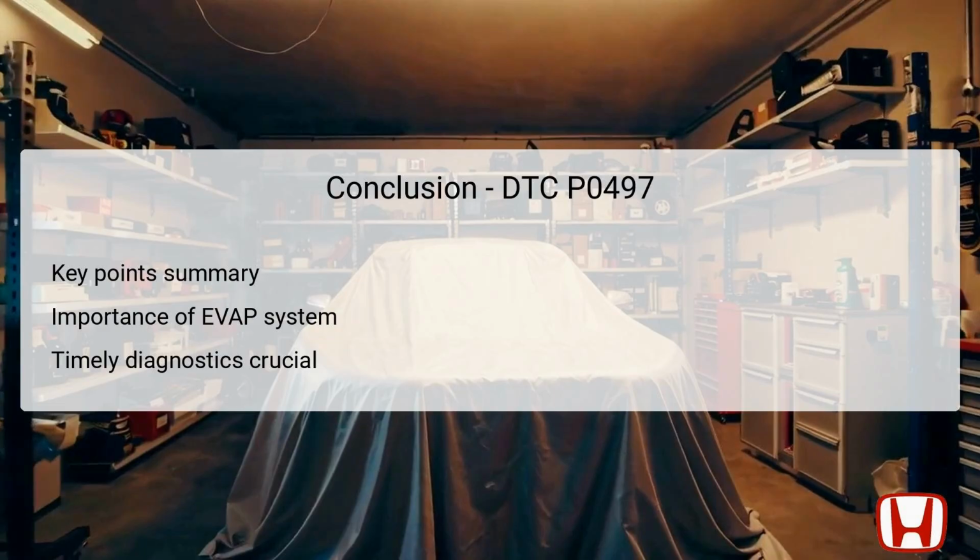In conclusion, DTC P0497 serves as an essential indicator of issues within the evaporative emission system, primarily due to low purge flow. Understanding the operational role of the EVAP canister and the purge valve helps technicians troubleshoot effectively. Identifying possible causes, ranging from stuck valves to sensor failures, is critical in rectifying the issue promptly.